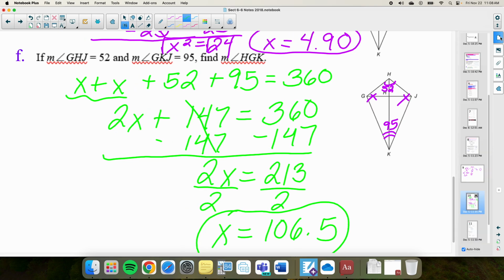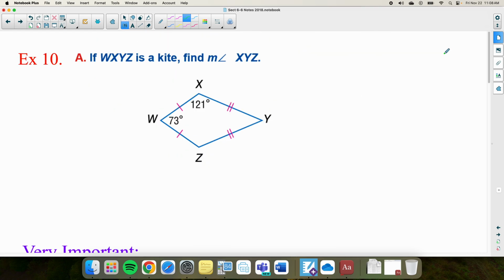Now, if we go to this page, they tell us we have a kite, and they want us to find the measure of angle XYZ right here. Because we already know 3 of the angles, we can just add up 73, 121, and 121 because angle WZY is congruent to angle WXY. So we can subtract the sum of those 3 numbers, which is 315, from 360 and get our last angle.